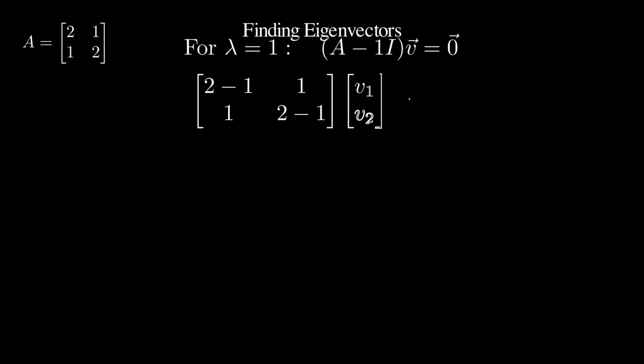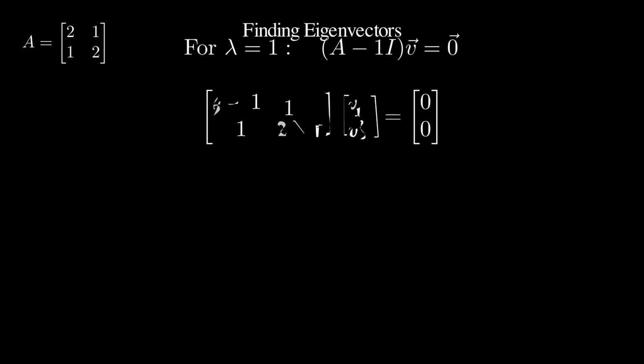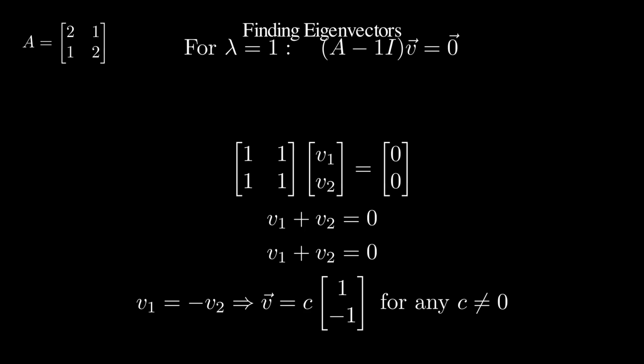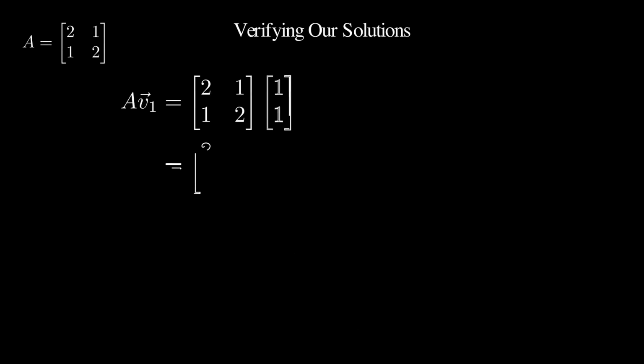Again, we get a homogeneous system. After simplification, we get a single independent equation. Solving this, we find that V1 equals negative V2, giving us the eigenvector direction of 1, negative 1. Let's verify our solutions by checking that A times V equals lambda times V for each eigenvector.